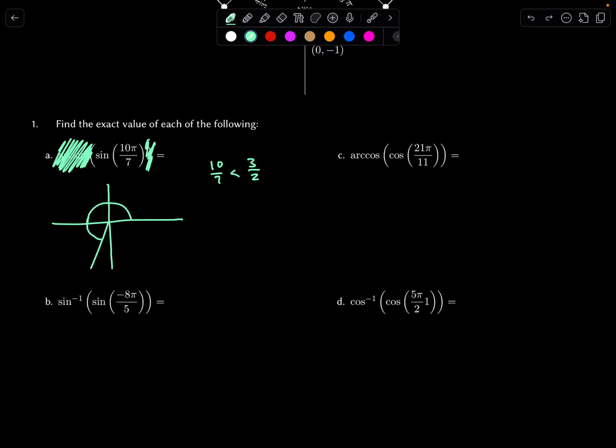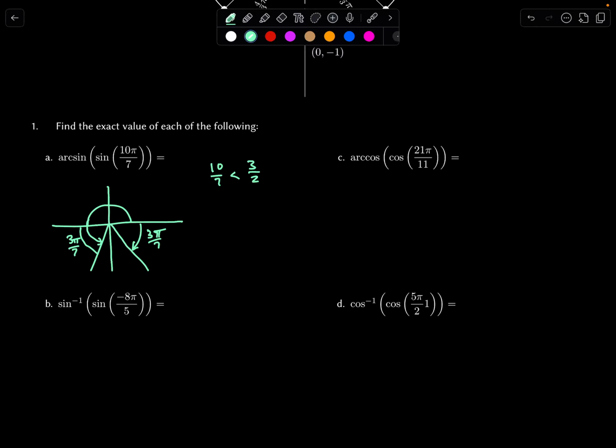But anyway, we're down here somewhere. So that sine is going to be a negative number. Not only that, it's going to be the same as this angle here. This is 3 pi over 7. So the sine there will be the same as the sine over here, 3 pi over 7. So I'm going to find the angle whose sine is the same as this angle's sine.